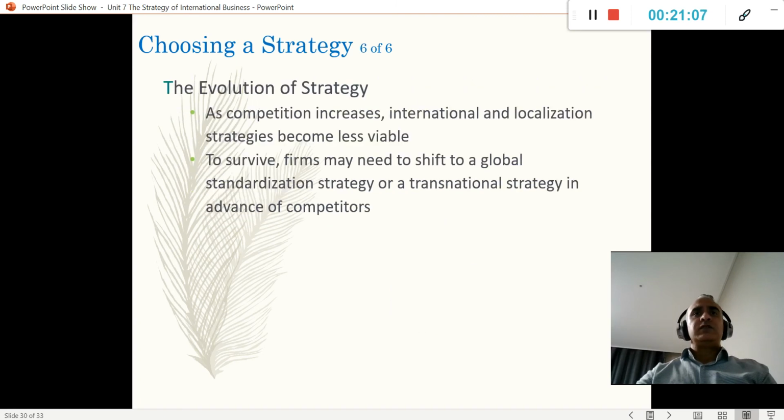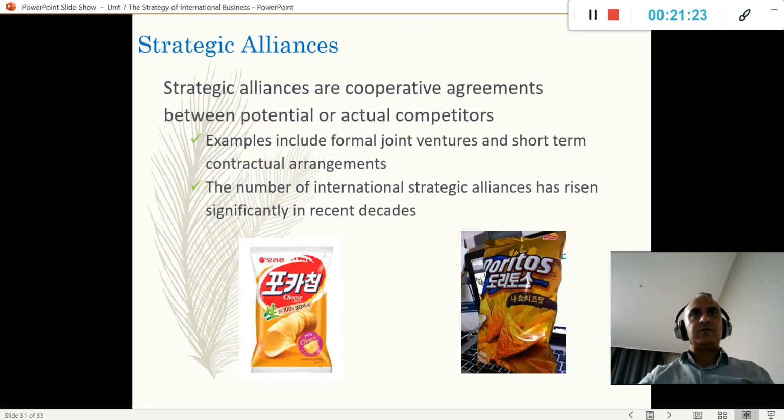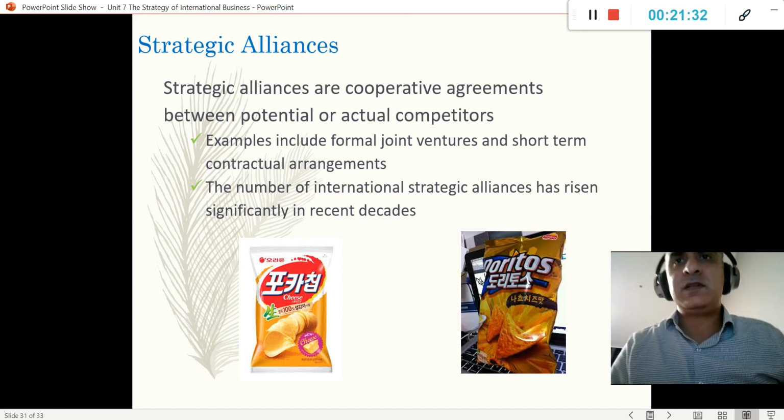Okay, so in this case, we see that the strategy is continuously changing, continuously adapting, because the market keeps on changing. In order for companies to be competitive, they have to change and adapt to the current situation. Also, companies are doing strategic alliances because in the end they realize that sometimes they cannot enter the market in certain situations.